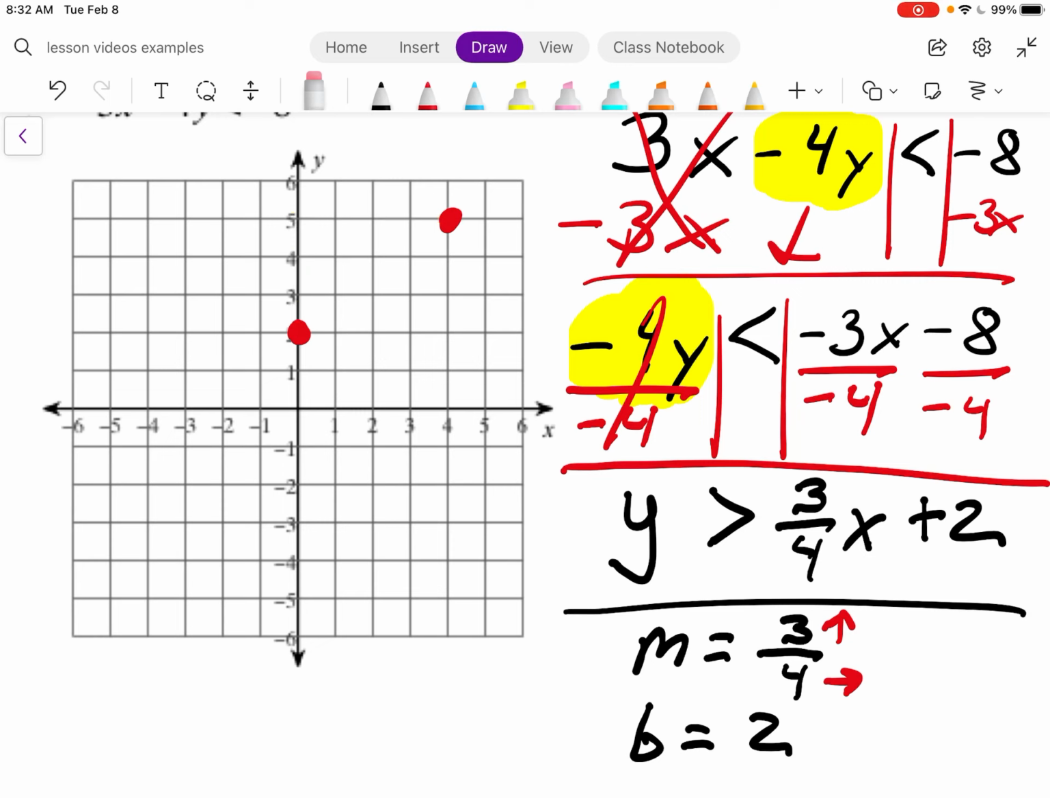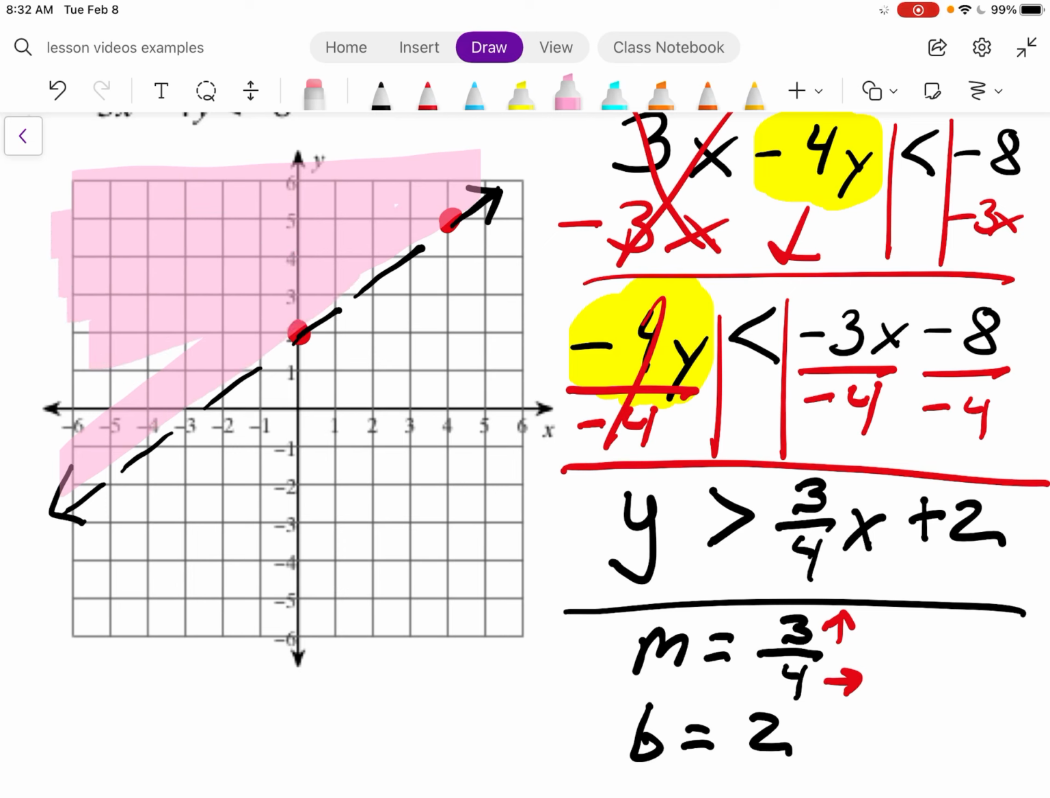And since the inequality flipped because we divided by a negative, we now have a dashed line that we will shade above. The less than became greater than. So we will shade above the line that was drawn based off of our y-intercept and our slope.